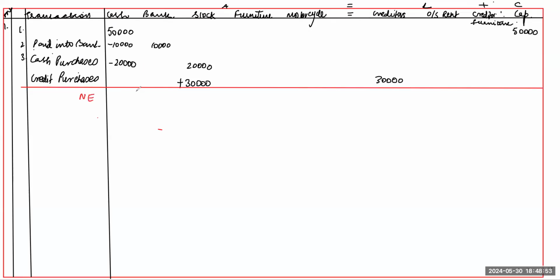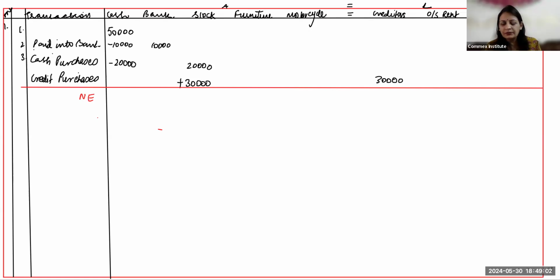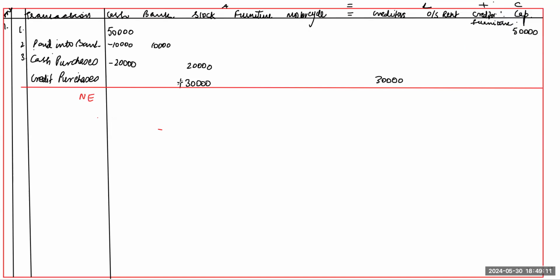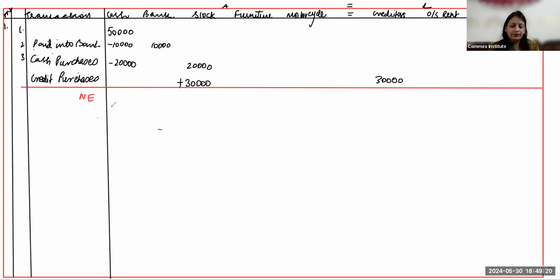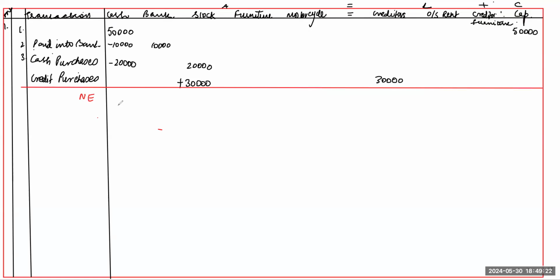Ma'am, can you combine the fifth and sixth equation? It's just rent paid and rent outstanding. Navya, can you please speak a bit louder? Ma'am, can we combine the fifth and the sixth equation? Rent paid and rent outstanding. Yes, you can combine. I told you earlier also that you can do directly 50,000 and then 20,000. Yes, you can club them.